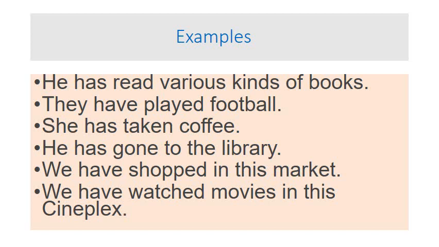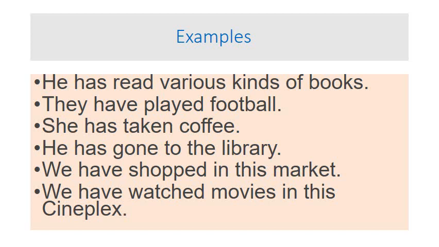He has read various kinds of books. Here he we have taken as subject, and according to our subject has will come. He has read, because third form of the verb will also be read, so we will take here read. He has read various kinds of books. After that, they have played football. With they always have will come. After that, MV3, we will take they have played football.